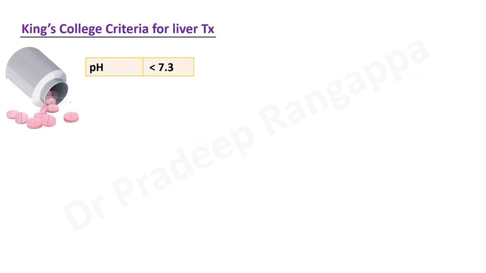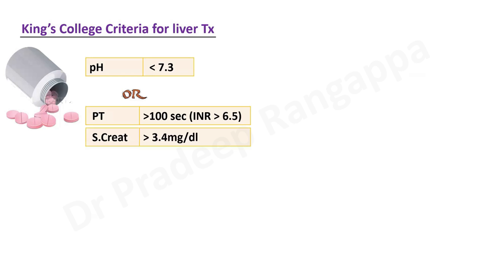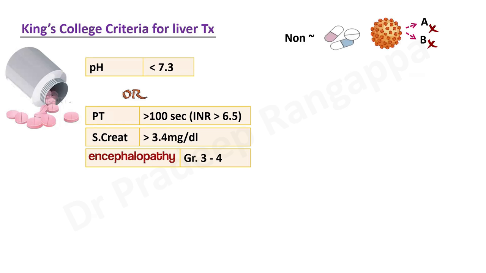So in paracetamol overdose, pH less than 7.3 is the sole criteria. If they're getting acidotic with pH less than 7.3, they have to be enrolled or worked up for liver transplant. Or it has to be all of these three, where PT is more than 100 seconds, INR more than 6.5, creatinine more than 3.4, or grade 3 to 4 encephalopathy. So either these components or only a single criterion of pH less than 7.3, they should be worked up for liver transplant.